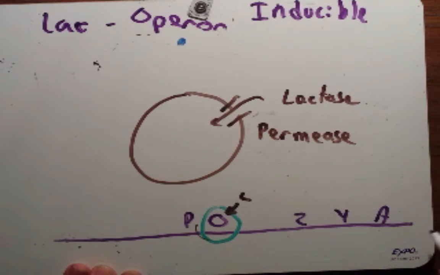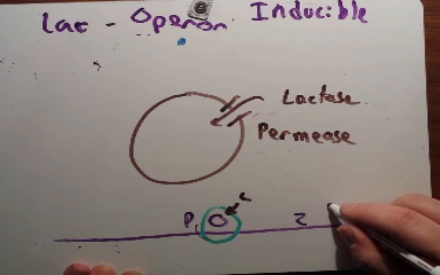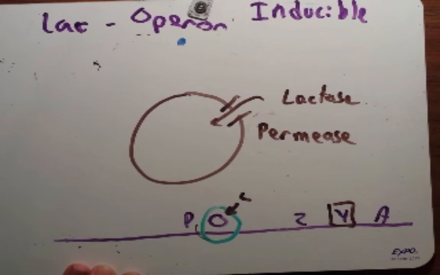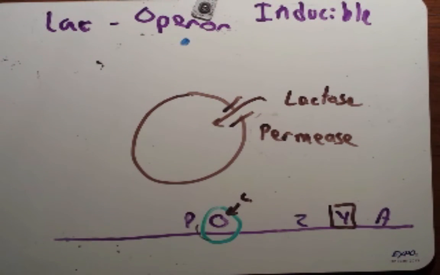But it seems like it's impossible to do that because the key to it is right here. I'm not going to answer that right now. We'll talk about that in class. How does the cell get over this problem?